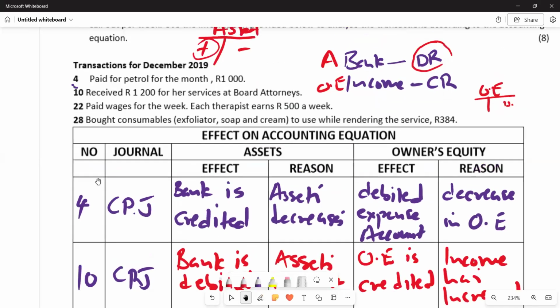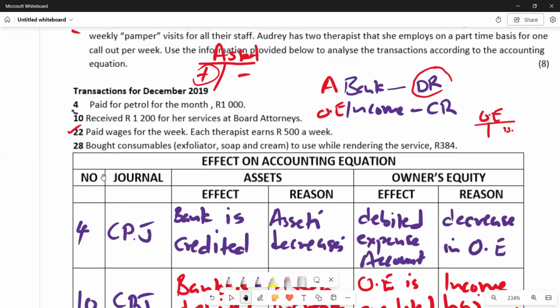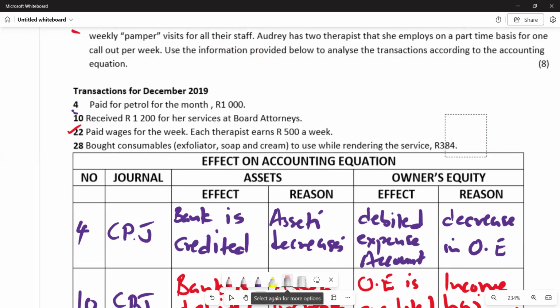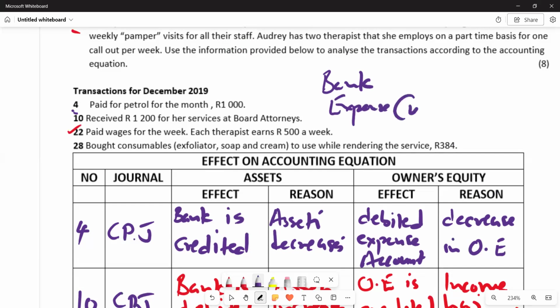So this is the second one. And then we go to the third one. Third transaction that we have is on the 22nd: paid wages for the week. Each therapist earns 500 rands a week. So let's try to identify again the 2 accounts involved so that we can solve the transaction. It's a payment that is taking place, so obviously we have bank and an expense account in the form of wages.